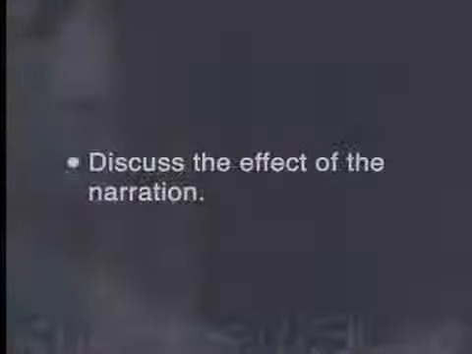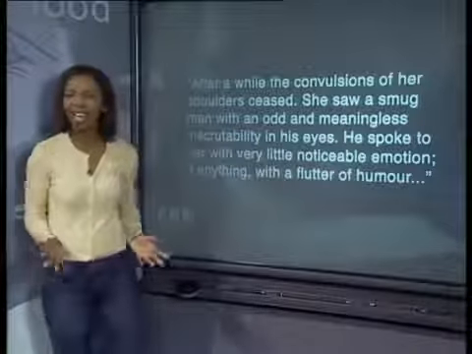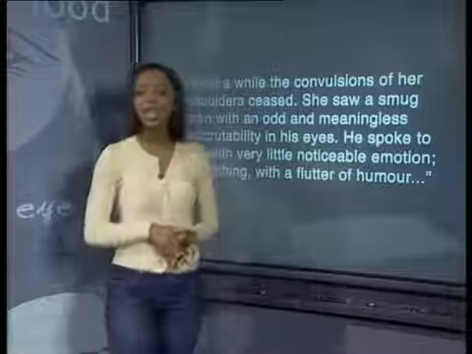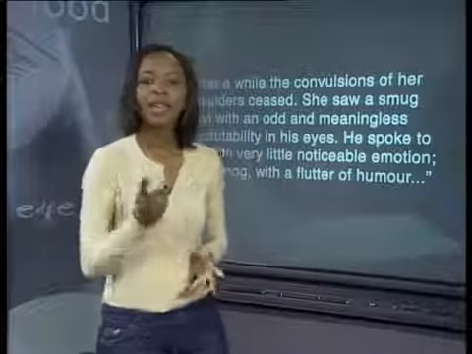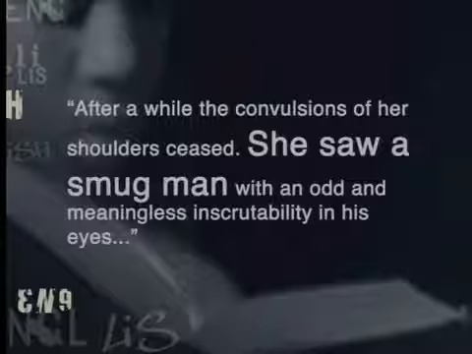Discuss the effect of the narration on the reader. This is the trickier question, and the one that would probably count for the most marks if this were a test or exam. Let's look at the passage again. The narrator sees and knows everything, which is why he can say that Matilda sees a smug man. This is her perspective of Philemon.